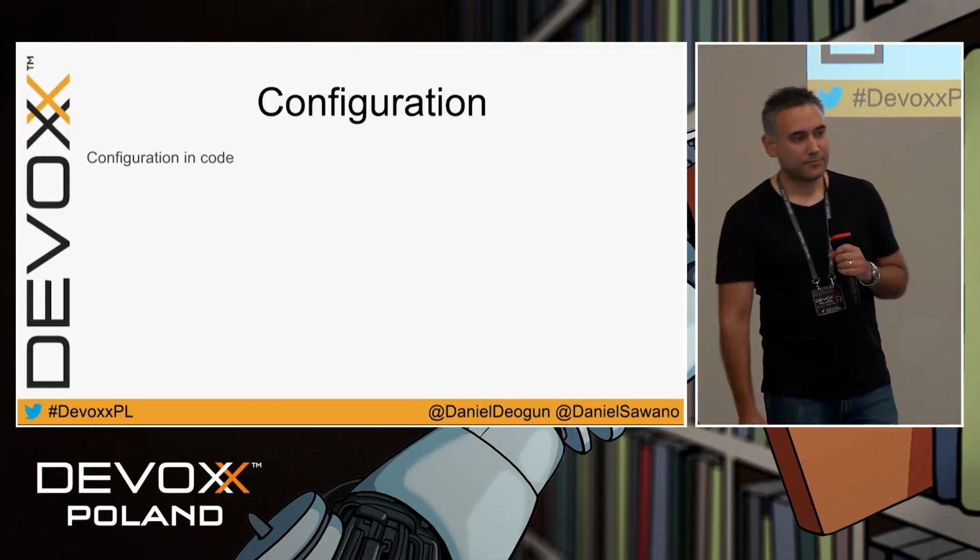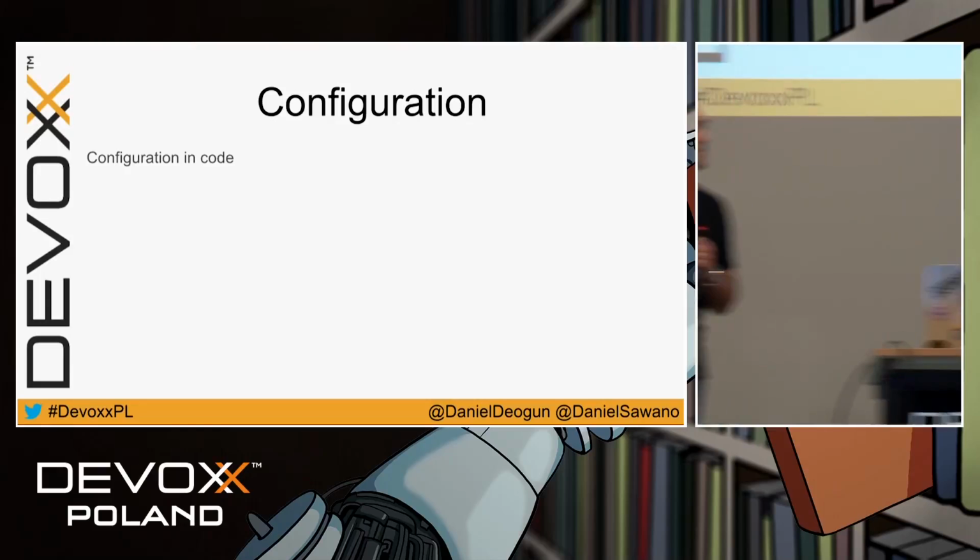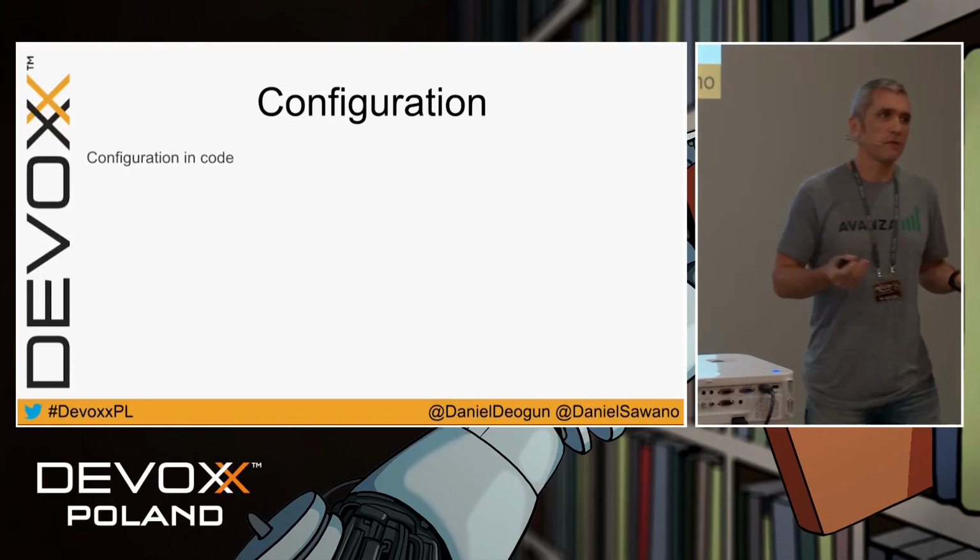Yeah, so when you start out with a new project, or maybe you're doing some kind of proof of concept code, you start running code and then you need some kind of configuration. So you put that in your code, right? It could be like a port number to connect to a service, maybe you need a timeout.